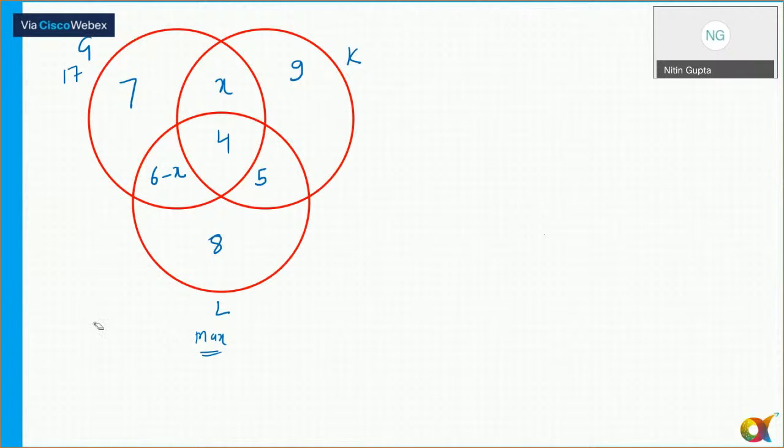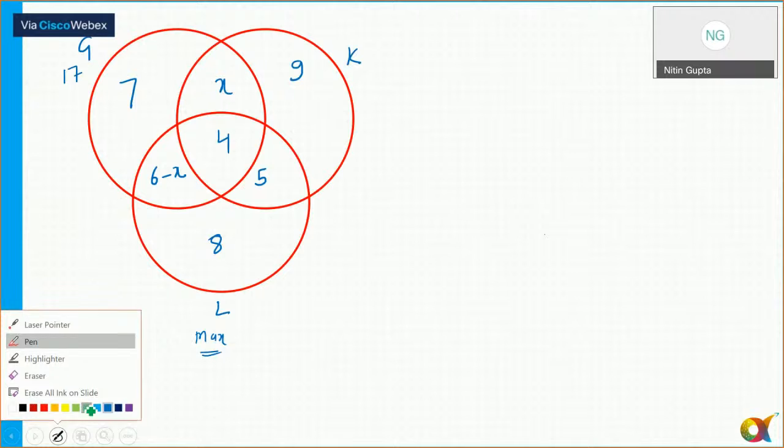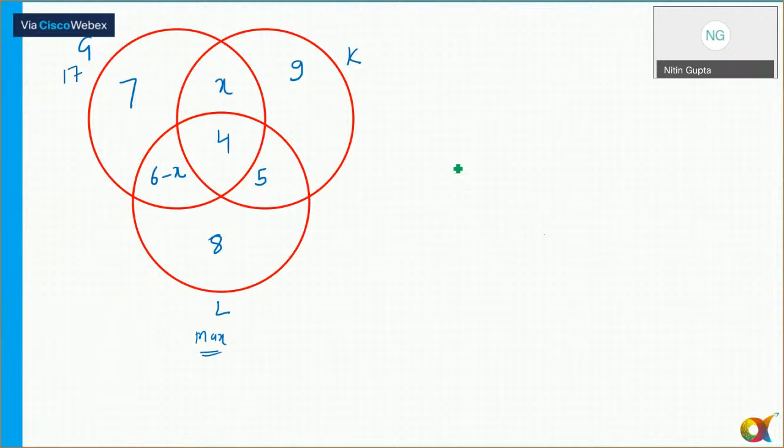So if L is the maximum, okay guys, what did I get here? L has to be greater than G, as well as L has to be greater than K also. So L is nothing but the total value of L. You can tell me, 4 plus 5 is 9, 9 plus 8 is 17, 17 plus 6, that is equal to 23. That is the value of L. And what is the value of K? 4 plus 5 is 9, 9 plus 9, 18. That is equal to 18 plus X. So L is greater than G. So I can say 23 minus X is greater than 17. So X is less than 23 minus 17, that is equal to 6. So I can say X is less than 6 here.